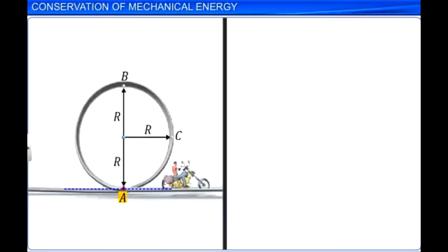At its lowest point, which is taken as the reference level, the bike possesses only kinetic energy but no potential energy. Let it be assigned a horizontal velocity u at the lowest point A. At point A, the total mechanical energy of the system is denoted by the expression half mu square. Let this be equation 13.